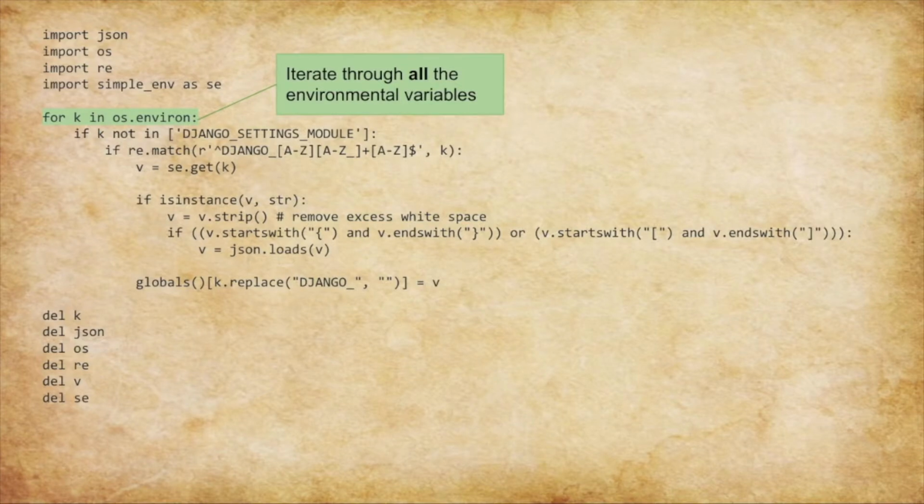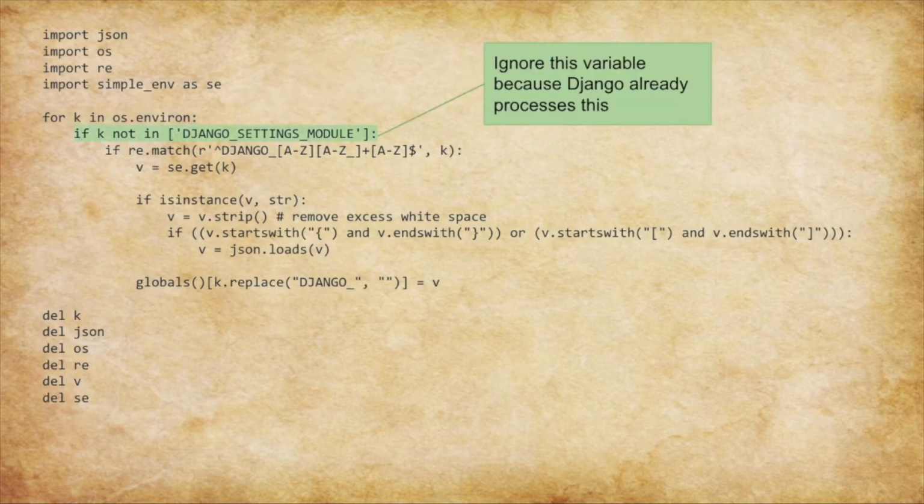In this next line, we iterate through all the environmental variables that are available. Now, we ignore the variable named DJANGO_SETTINGS_MODULE, as this is a variable that is already used by Django and predates DjEnv.